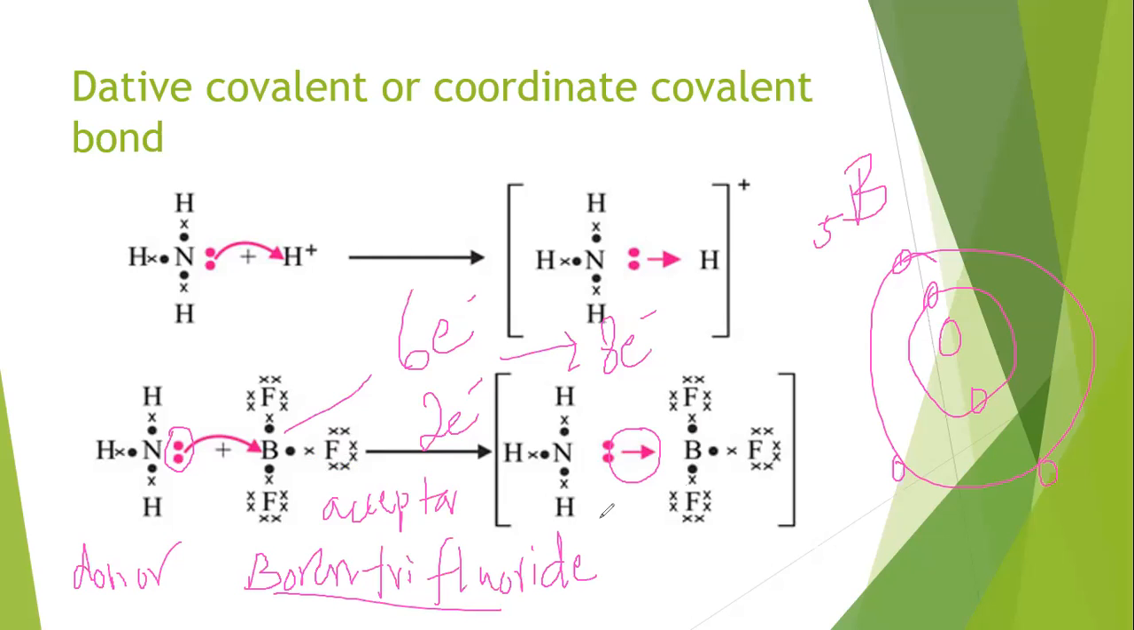If a molecule with a lone pair approaches a molecule that lacks electrons or does not have 8 electrons in its outermost shell, not following the octet or duplet rule, then that molecule quickly takes the lone pair from the donor and makes a coordinate covalent bond with it.